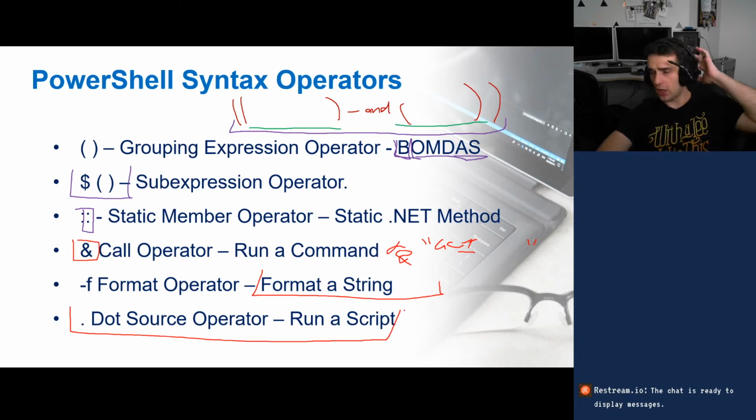Essentially, dot sourcing runs it in the current scope. If you're executing a script, it'll bring all the variables and everything within the child script or the child function into the same PowerShell scope. So you should be able to address all your bits and pieces. If you have a whole bunch of functions, you can bring those functions in and do what you need to do. So that's pretty much that.